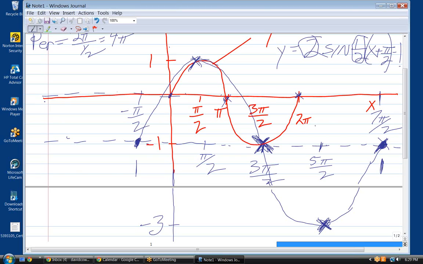When you have A greater than 1, it's a vertical stretch. When you have it between 0 and 1, it's a vertical shrink. But when you have b greater than 1, it's a horizontal shrink. When you have b less than 1, it's a horizontal stretch, like this one was.